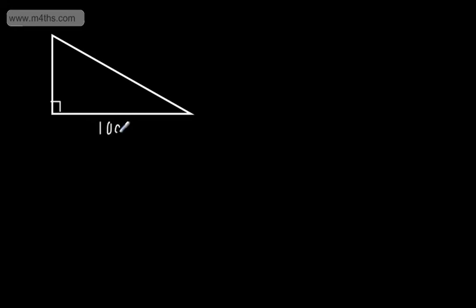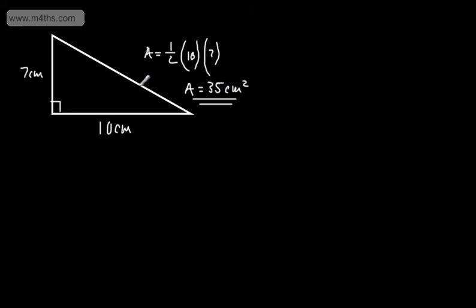Let's say the base was 10 centimeters. Let's say that the height was 7 centimeters. To work out the area, we would just do 1/2 base times height. So it'd be 1/2 times 10 multiplied by 7. So all we would do from here is simply multiply by 2 and divide by 2. So we could say that the area was 35 square centimeters, or 35 centimeters squared. We were able to do that as we had a perpendicular height. Sometimes we won't be given a perpendicular height, and in these cases we can use 1/2 ab sin C.